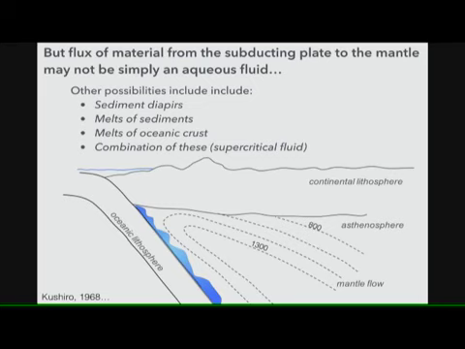I just wanted to touch on, a lot of what I focused on so far is the idea of adding simply an aqueous fluid from the subducted slab, and we've had a lot of discussion so far about, well, what if the flux from the slab is not simply an aqueous fluid? What if it's a melt of sediment? What if it's a melt of oceanic crust? So I just wanted to touch on a few of those things.